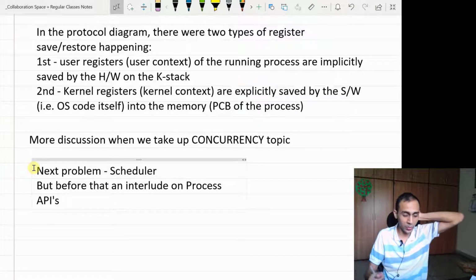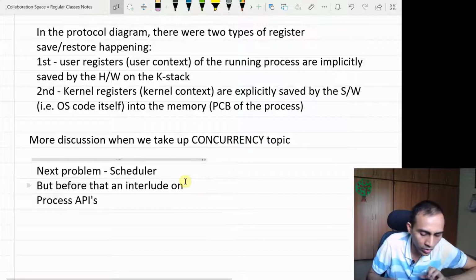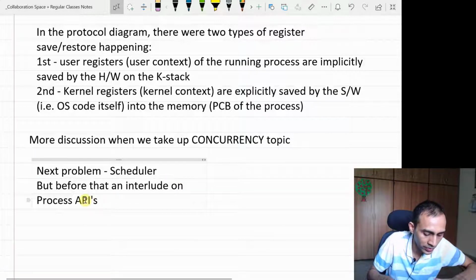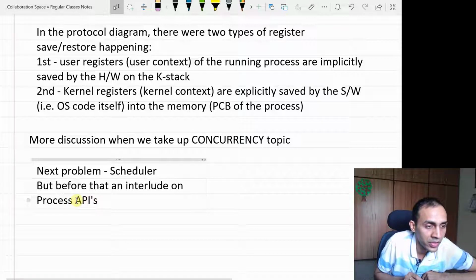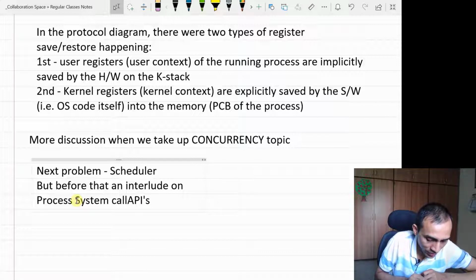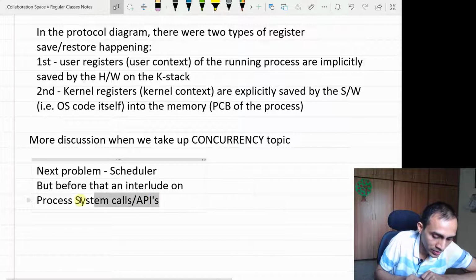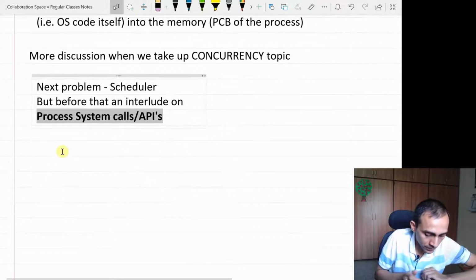So when we talked about the process abstraction, we introduced some things about what a process is all about, what the PCB of a process is, and so on. At that point, ideally, I should have discussed the system calls related to process management. But I think here it's a good time to talk about that before we talk about the scheduler, because the scheduler is a big topic. It will take 2-3 classes to complete. So this is a small topic. I'll just complete it here.